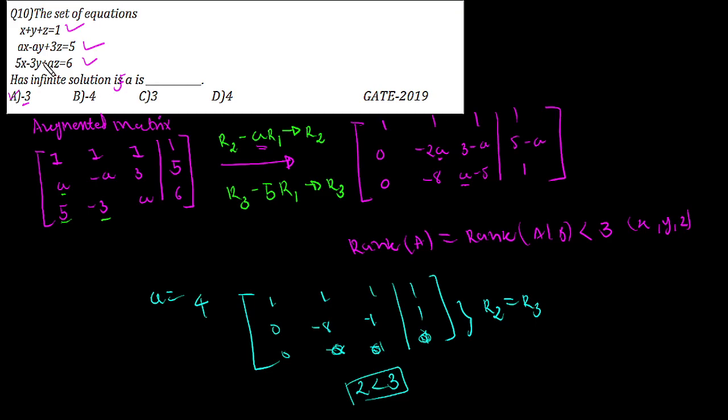So the correct value for this constant a here is 4, and option D is the correct answer for this question.